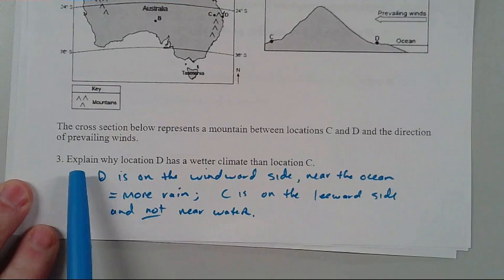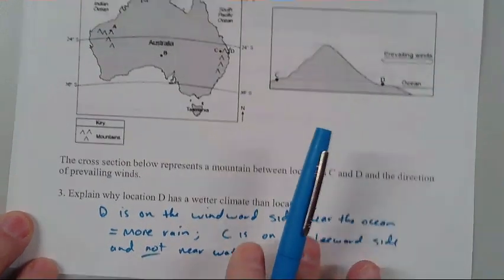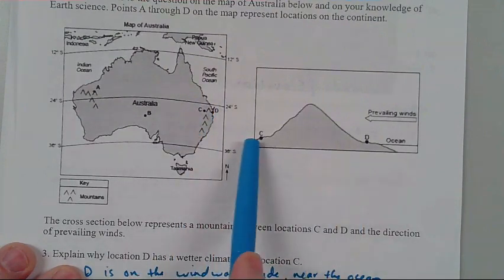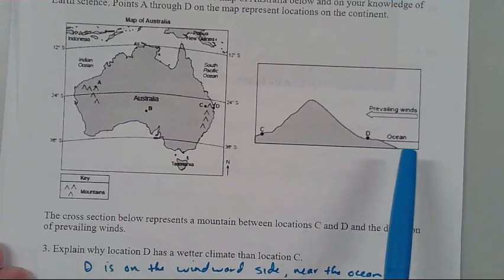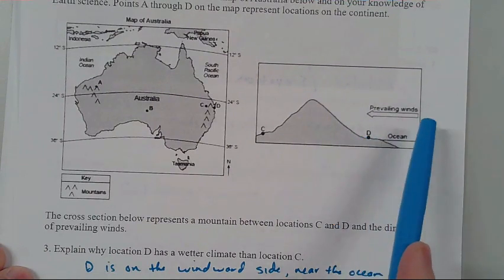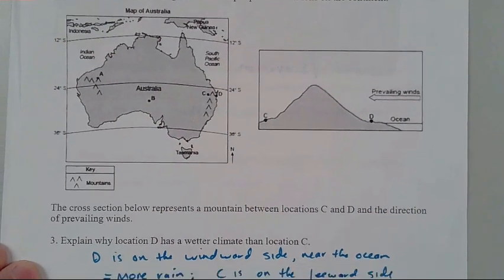Question 3, explain why location D has a wetter climate. You have D and E here on the map, and you see a cross section here, mainly because of the prevailing winds. D is near the ocean and on the windward side.